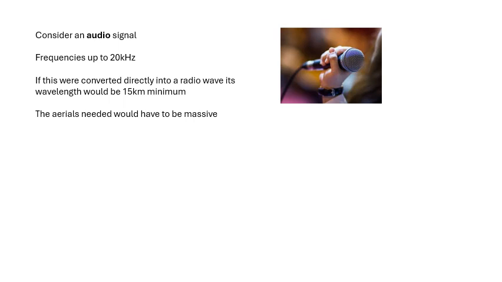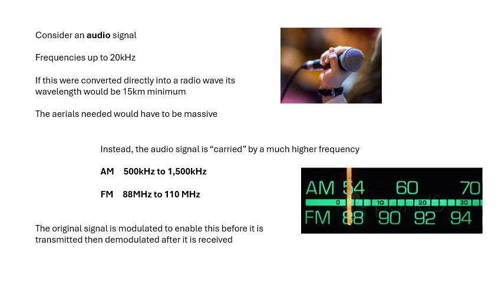You would need receivers which were about the same size. Most aerials are about a wavelength, about a quarter of a wavelength big, and it would just be bonkers. It would be impractical. So what you have is a carrier frequency, which is a much higher frequency wave which carries the signal, and we'll see how that is done in this video. There's two ways of doing it. You've got AM and FM.